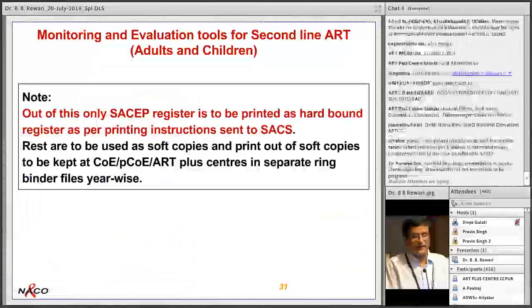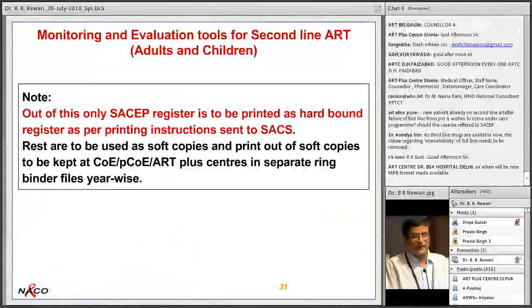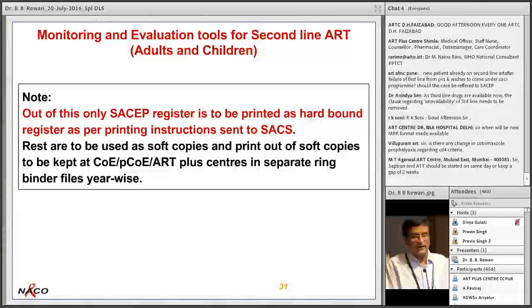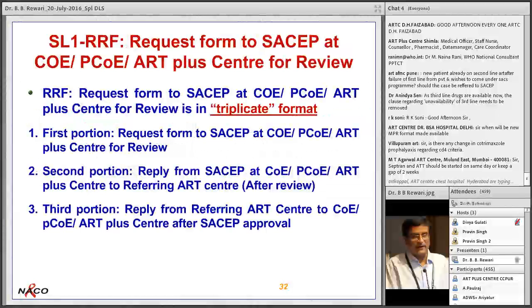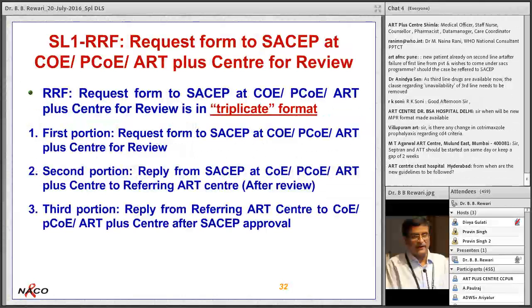Of all the tools that I have mentioned, only the SACEP register is to be printed as a hardbound register. The rest are to be kept as soft copies. A printout has to be taken. And again, Anindya Sen, I have very clearly said that third line will be discussed when the third line drugs come. We are on SACEP only. We are not discussing third line here. So these tools have to be kept as soft copies, in a separate file at ART centers other than the SACEP register. Now coming to each tool, RRF is a request form to SACEP.